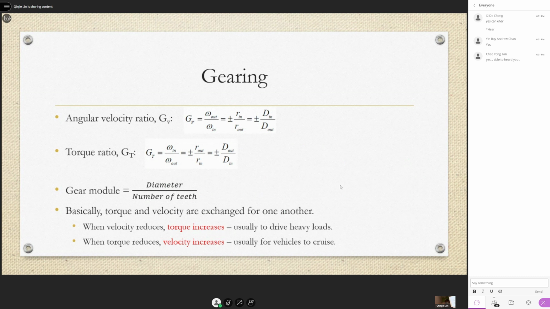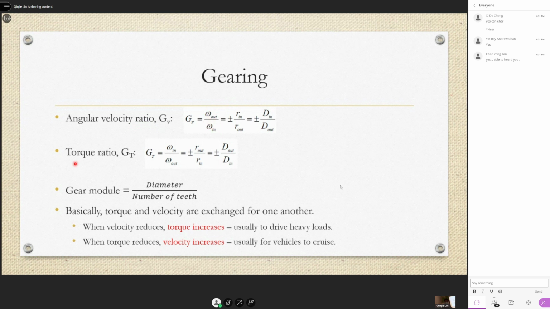There are other kinds of ratio also. These are more specific. One is the angular velocity ratio. That means literally we are comparing the angular velocity of the output, that means the driven one, to the driver gear.